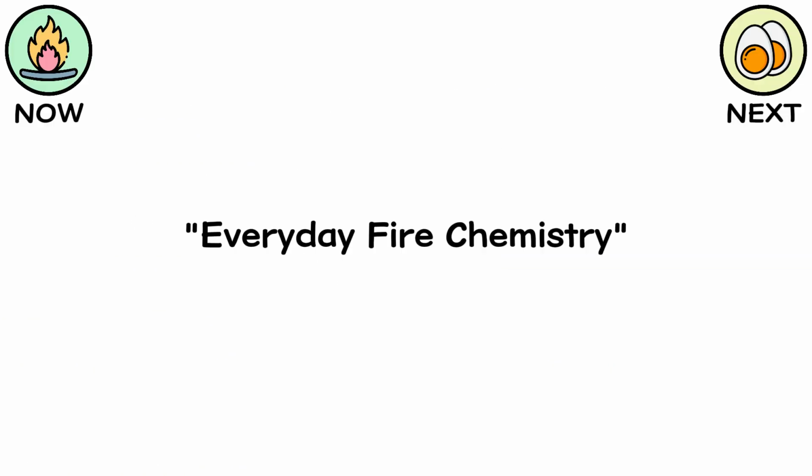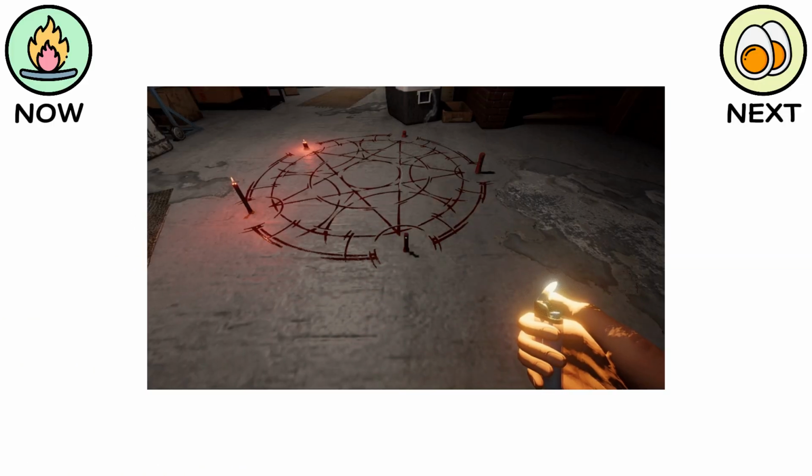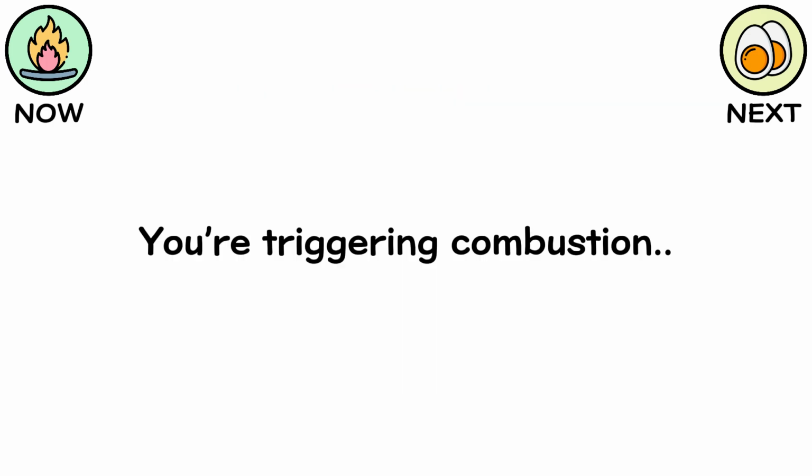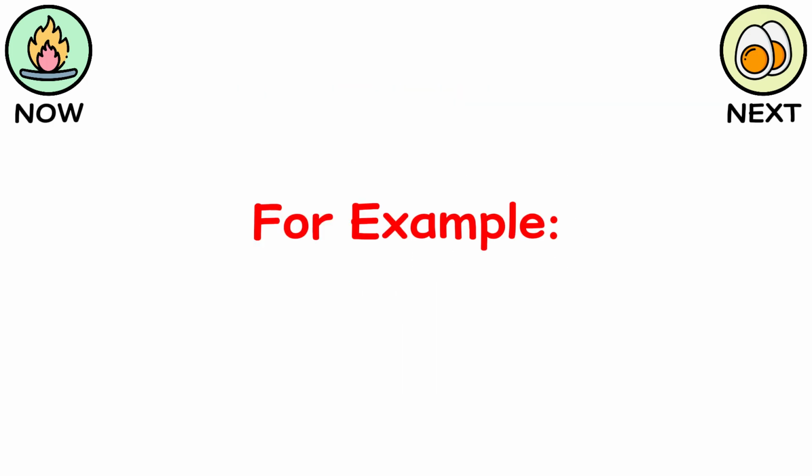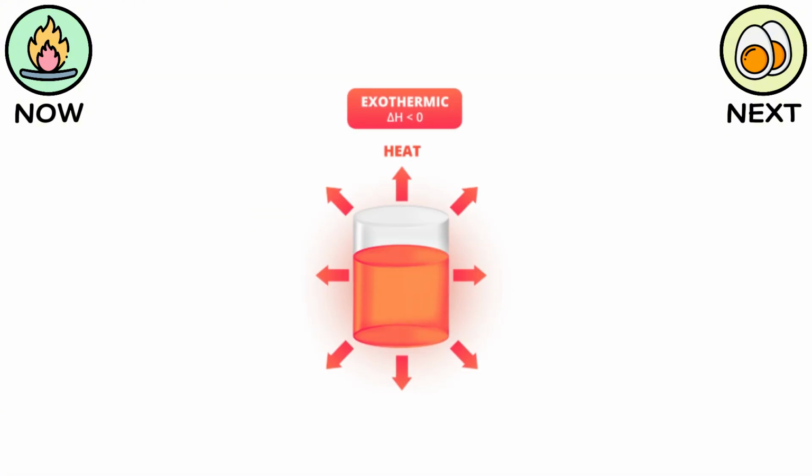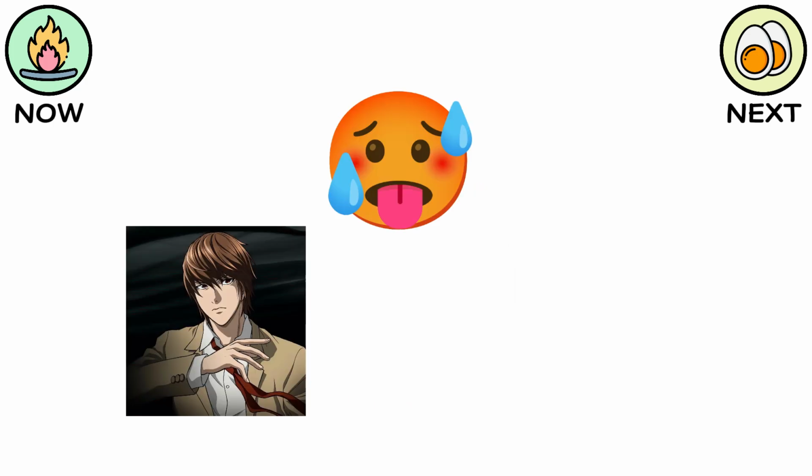Combustion, everyday fire chemistry. When you light a candle, start a car, or strike a match, you're triggering combustion, a rapid reaction between a fuel and oxygen. For example, burning propane. Combustion is exothermic. It releases energy. That energy can be light, heat, or motion.